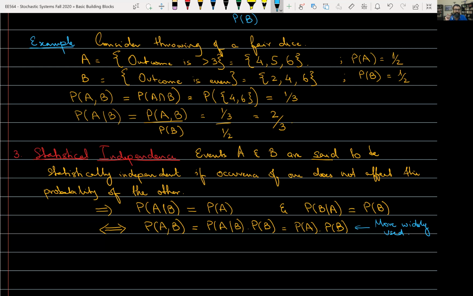Here's a question, or a trick question, if you will. If I give you two events that are mutually exclusive, and this is something students often confuse, they think of mutual exclusivity as independence. So they think both of these things mean the same.